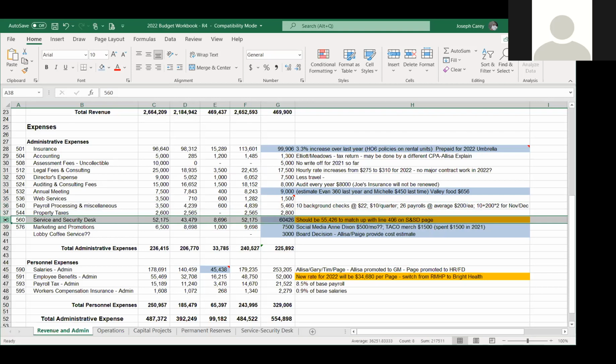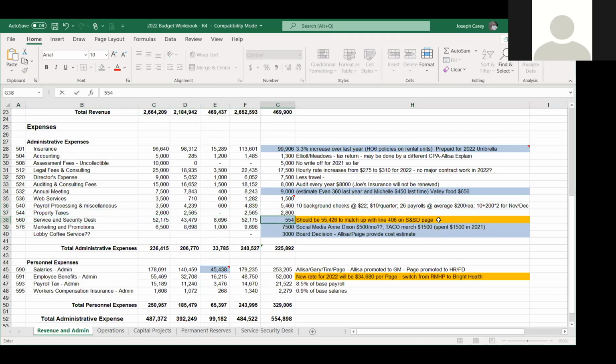Service and security desk, this is one of the numbers I mentioned earlier that I'm going to change right now. Actually, this is one I'm going to link from the service and security desk budget page, so it'll update every time that number could change. Again, this is a port over from the service and security desk budget page, and it's a number that all of the other expenses depend on.